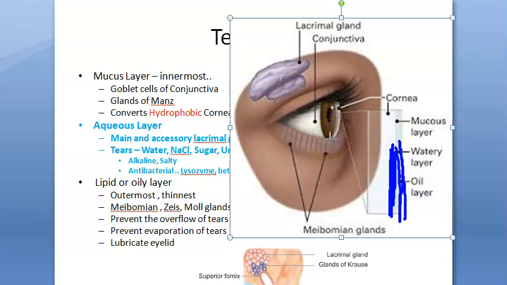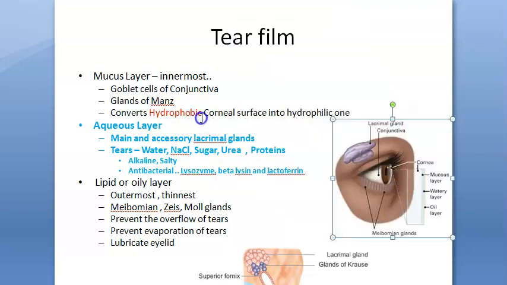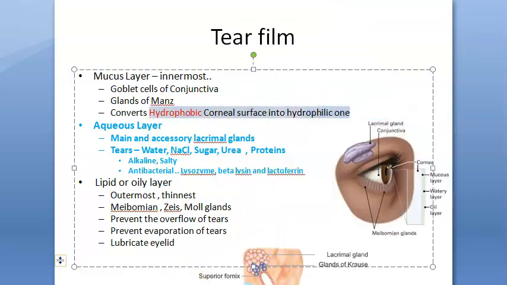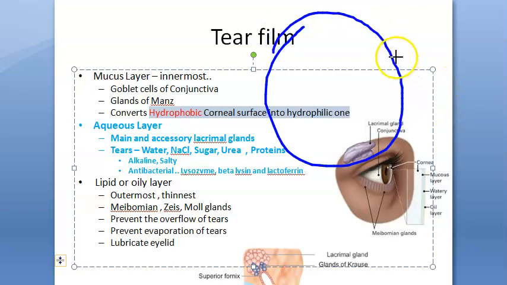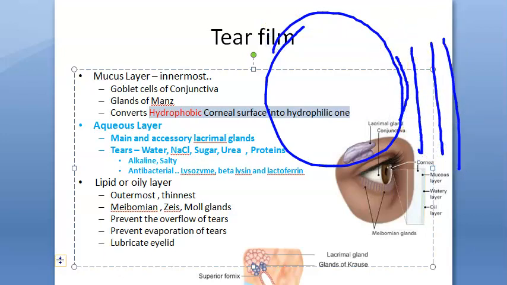These convert the hydrophobic corneal surface into hydrophilic. So if this is the eye, and here you have the cornea, what are the layers? Mucus, aqueous, oily, clear film.